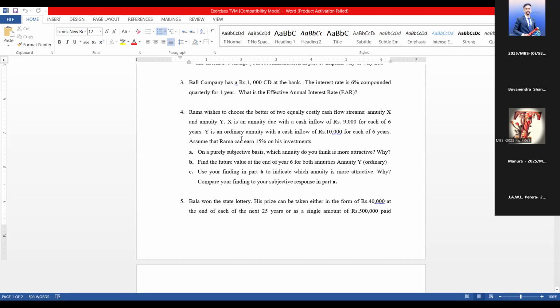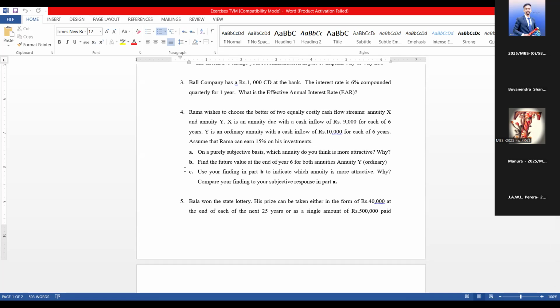Y is the ordinary annuity. This is annuity due, this is ordinary annuity. That is also a cash inflow, but this is 10,000 for each of 6 years. So assume Rama can earn 15% on his investment. Part A: on a purely subjective basis, which annuity do you think is more attractive and why?